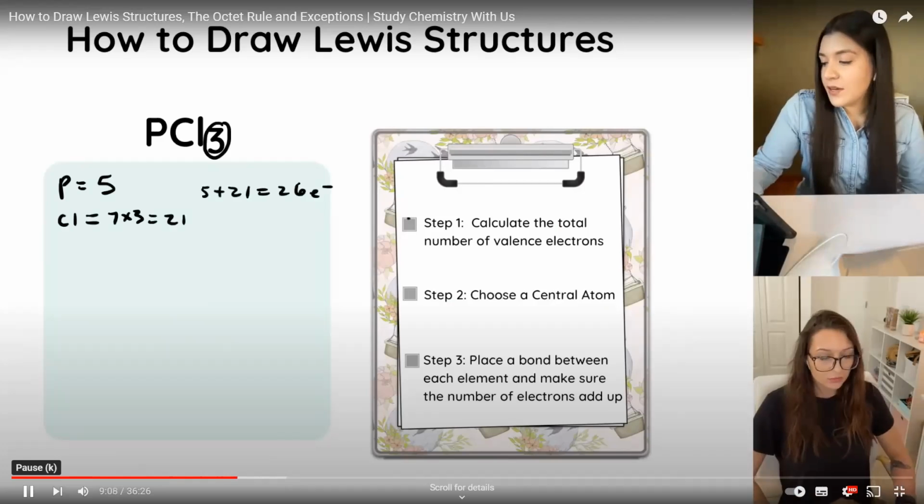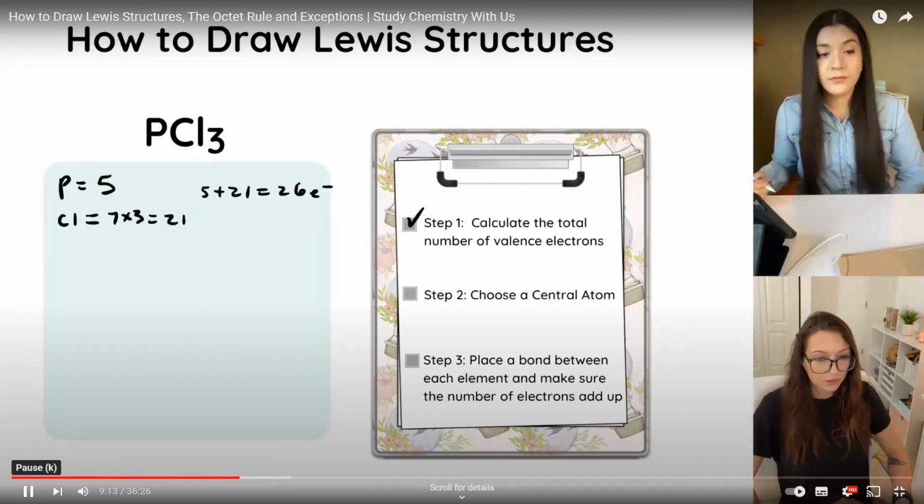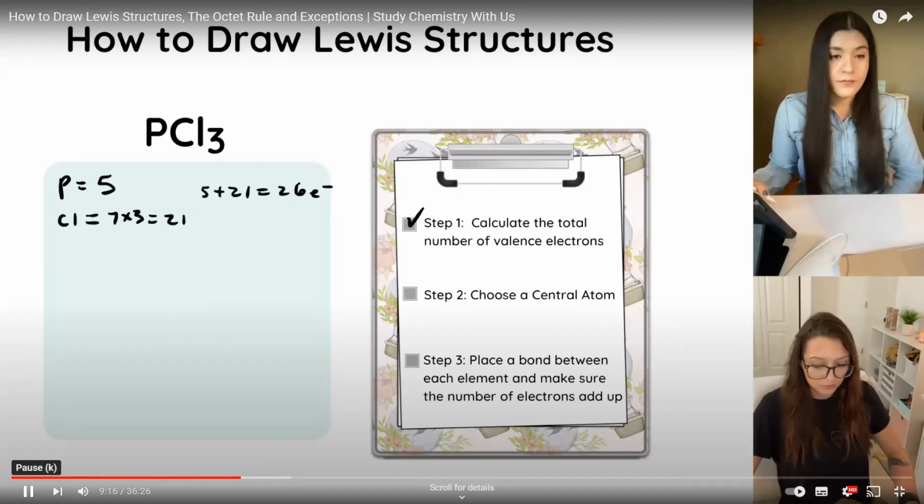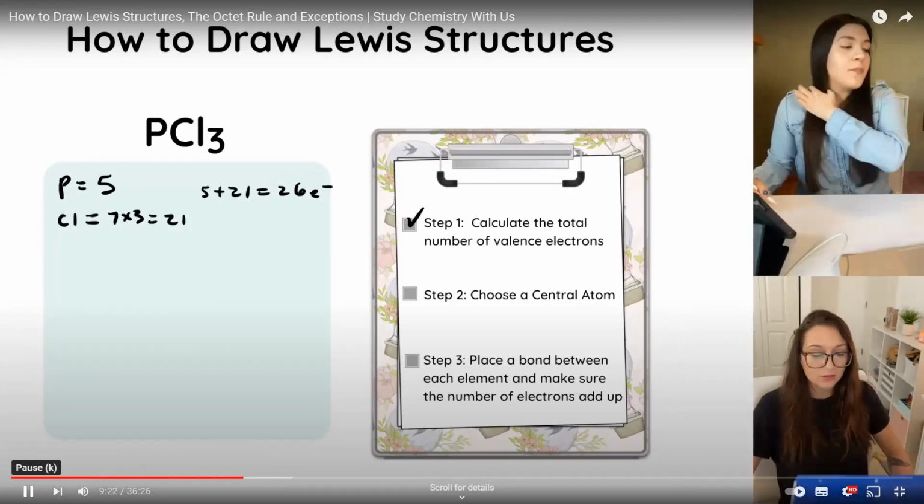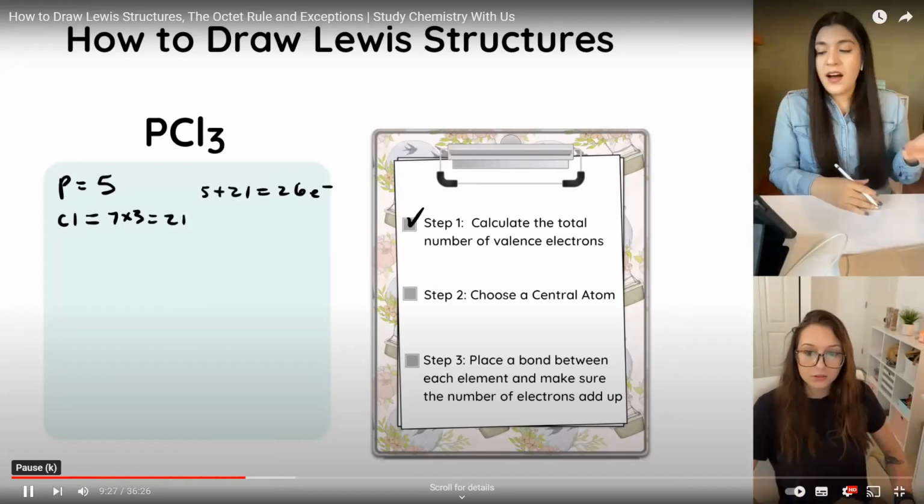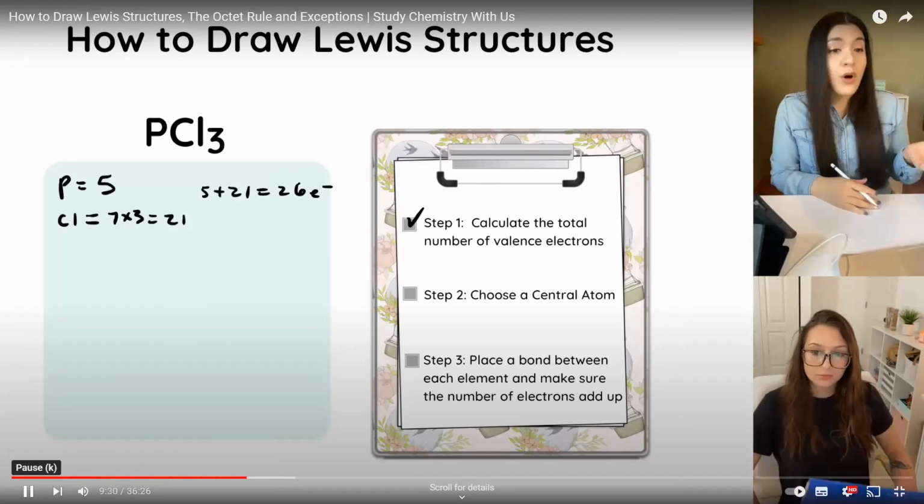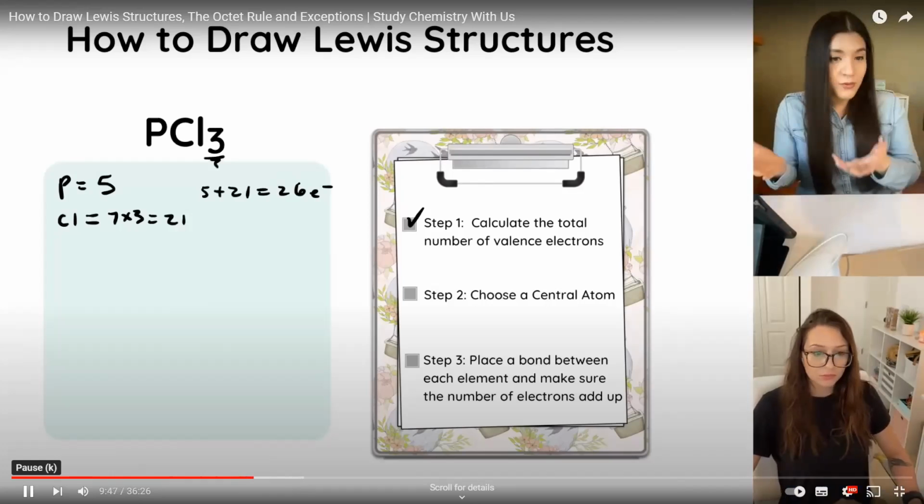So check. Next, we have to choose our central atom. What would be our central atom in this case? Phosphorus. Yes. And another way, when I said the least electronegative atom is going to be your central atom, that will help you a lot when you have larger structures, when there's typically more than one central atom, which we'll go over. For this case, we could have just seen that phosphorus is by itself, and the fact that there is a 3 subscript tells us that there's going to be 3 chlorine surrounding the phosphorus.